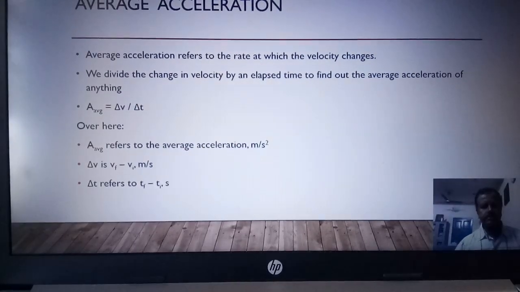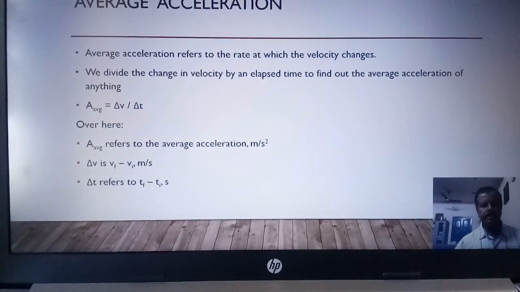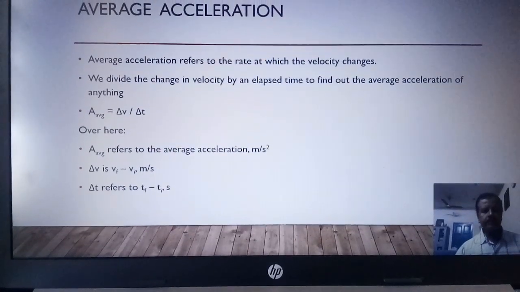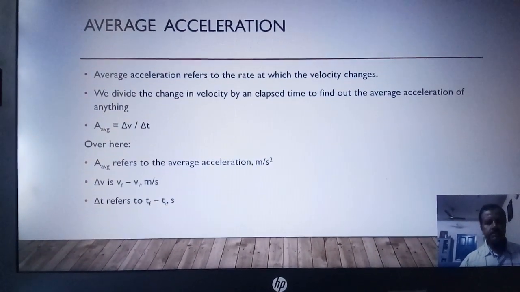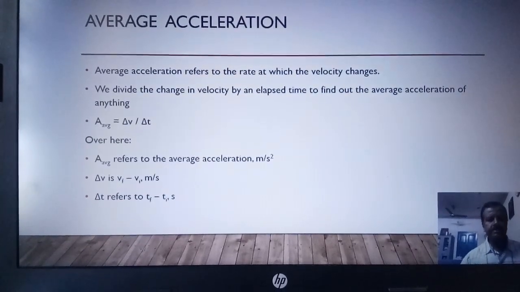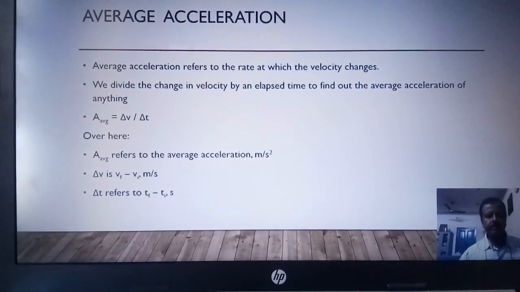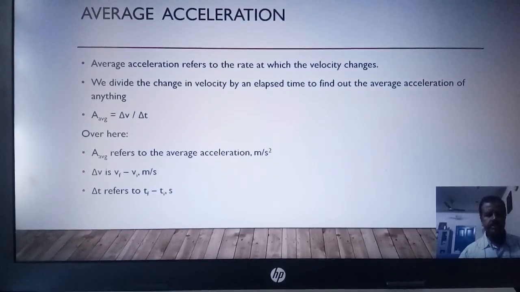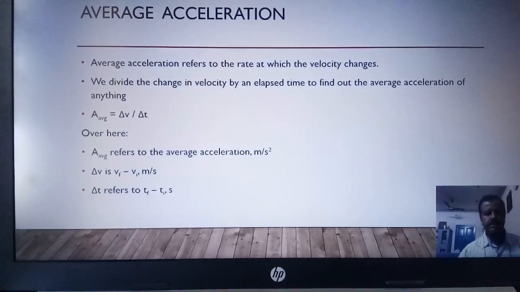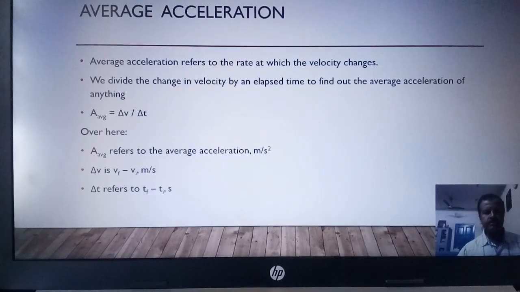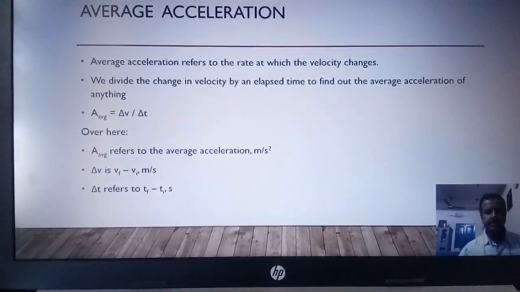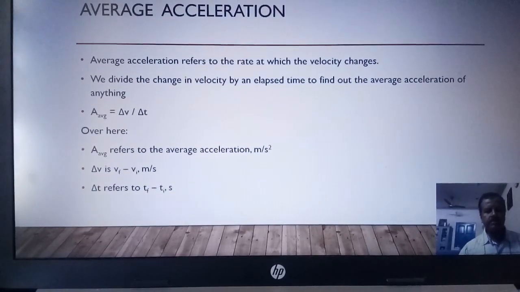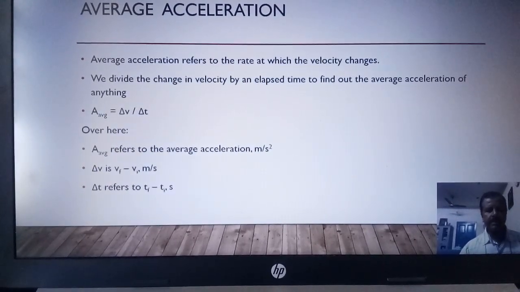So in this equation, a average equals delta v by delta t. Delta v refers to change in velocity. Change in velocity is calculated as the difference in velocities, vf minus vi. Final velocity minus initial velocity gives us change in velocity. And delta t refers to change in time, tf minus ti. So change in velocity is calculated as vf minus vi, and average acceleration is therefore delta v by delta t.